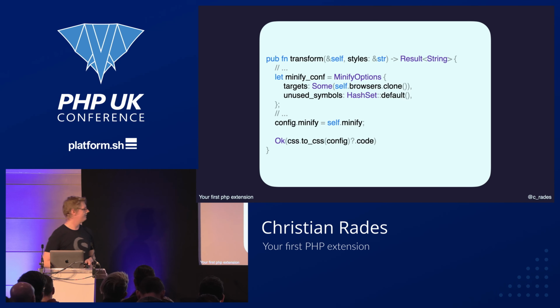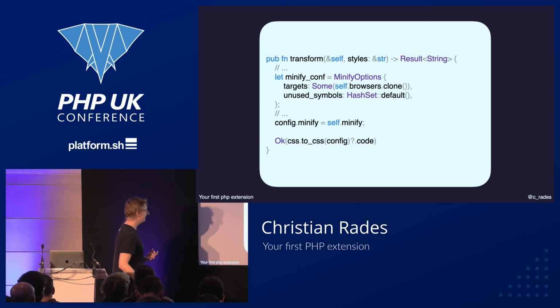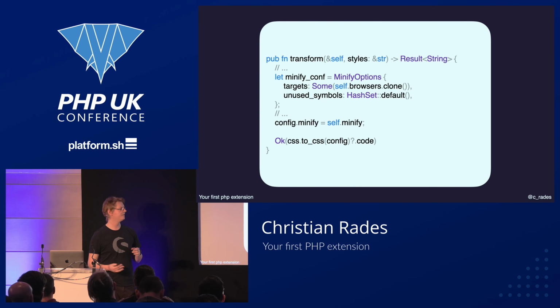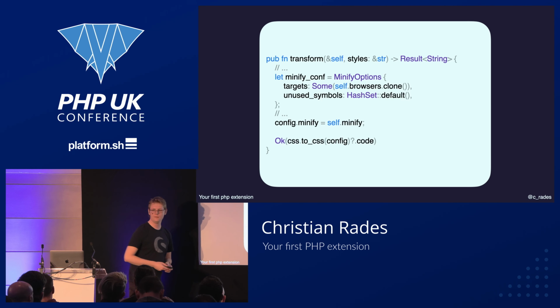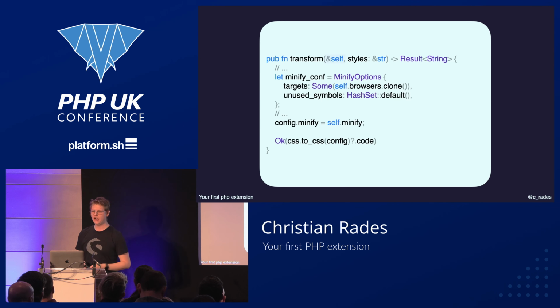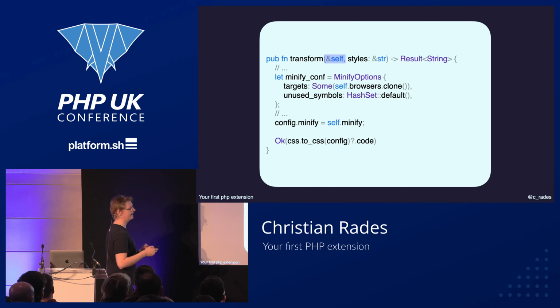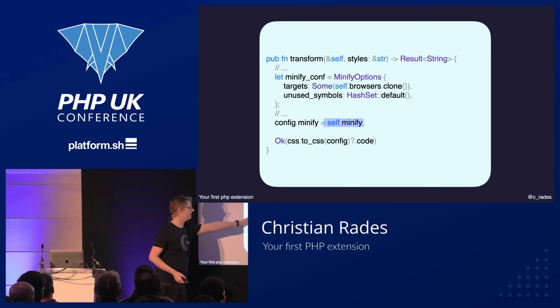Now, we also have a transform method again, and in this case, we want to actually use the configuration that we store inside of the class that we created, inside of the struct. And for that, we are going to reference the self variable again. And let me show you how you can access the data inside of a struct. In this case, we can just reference self.minify.